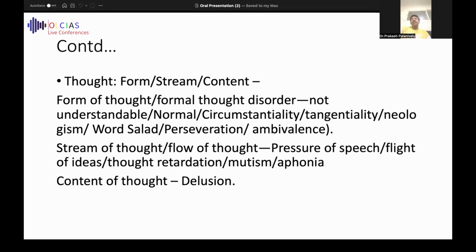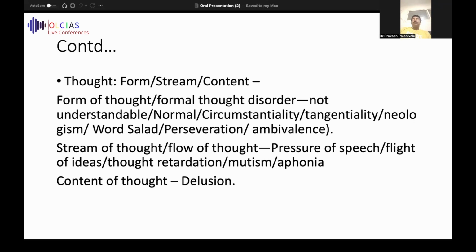Patients can have different groups of words together, which do not have a proper meaning. It may be a word salad, or perseveration, a persistent repetition of the same words towards any question which has been asked. You can also assess ambivalence, where a patient has an emotional conflict about whether to do this or not. And we can assess the stream of thought, or the flow of thought, which is the pressure of speech, or a patient may have a flight of ideas, that is the rapid shift from one idea to another. Or the patient does not talk.